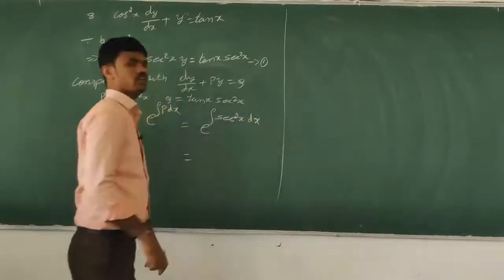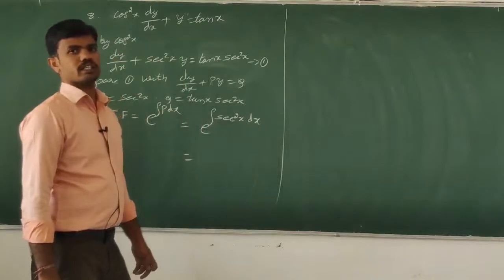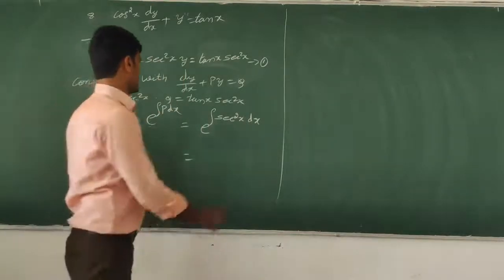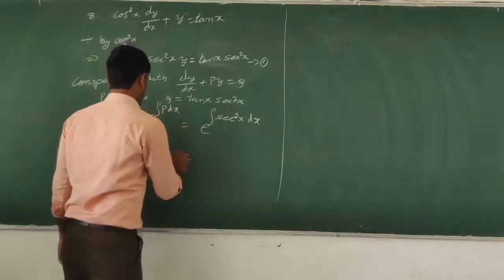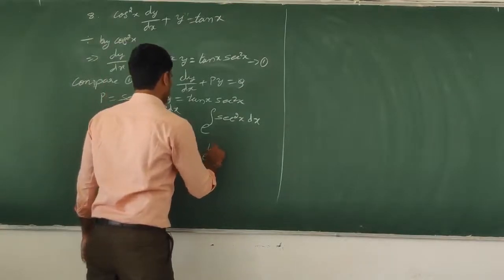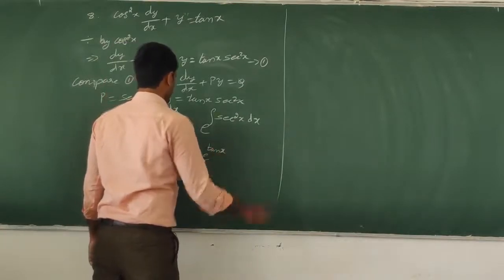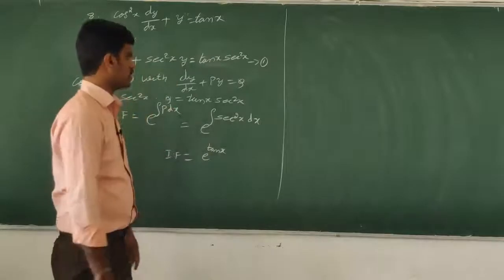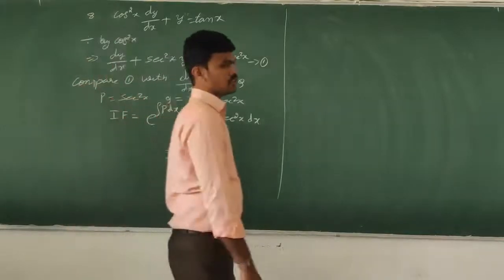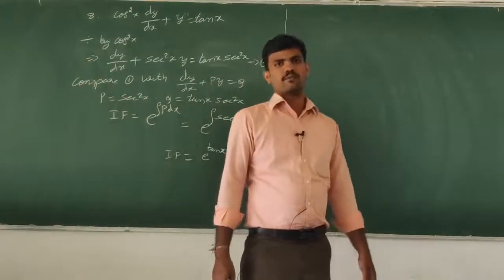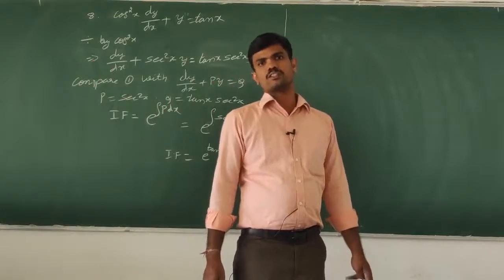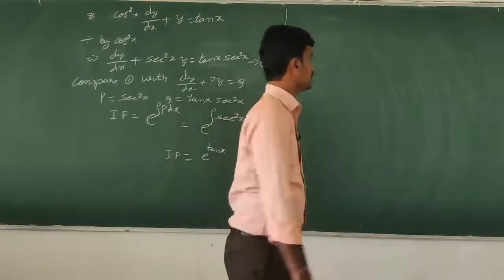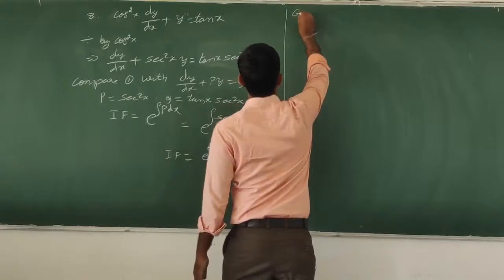So what is the value of integration of secant square x? That is tan x. So our integration factor becomes e to the power tan x. After finding the integration factor, our next aim is to find the general solution.